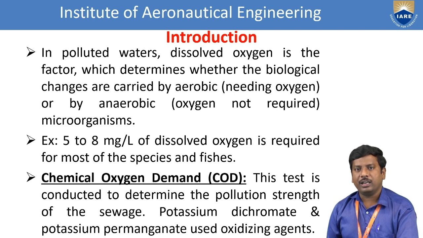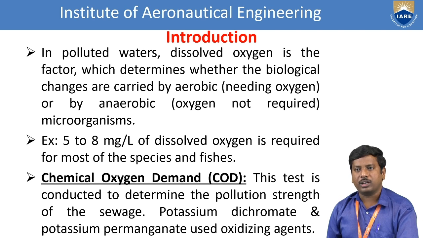And the next one is chemical oxygen demand, simply abbreviated as COD. So this test is conducted to determine the pollution strength of the sewage. Potassium dichromate and potassium permanganate are used as oxidizing agents. These two are strong oxidizing agents. That's why these are helpful to determine the COD, namely chemical oxygen demand.